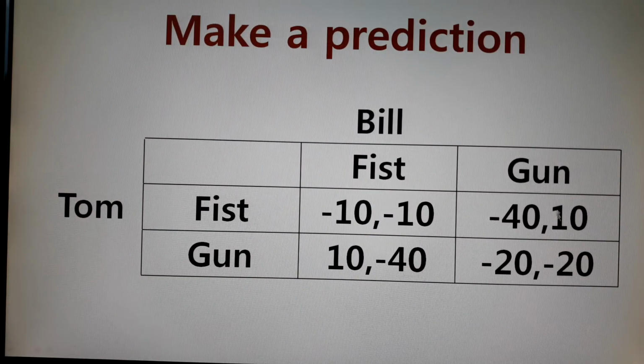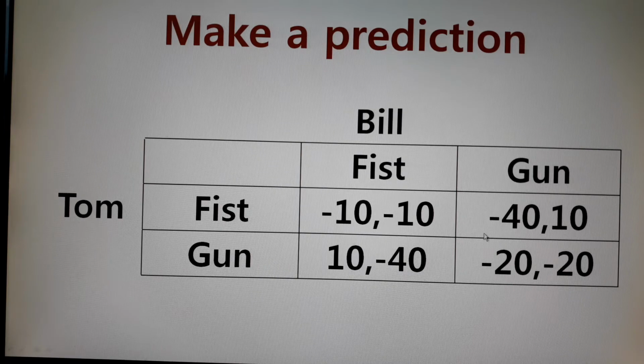In this game, the dominant equilibrium was gun and gun, because whatever Bill does, for Tom, gun is always better than fist. Whatever Tom does, for Bill, gun is always better than fist. So gun and gun is the dominant equilibrium. One thing you should notice here is they will get -20 and -20.